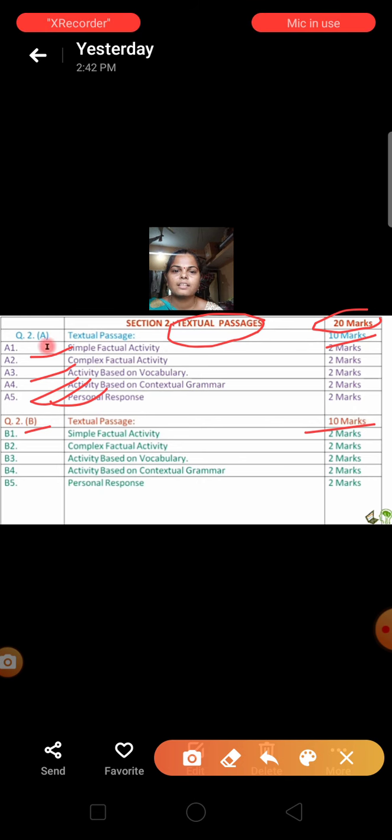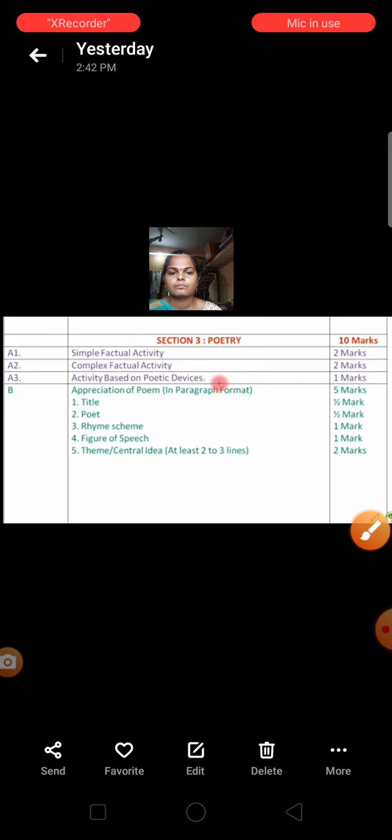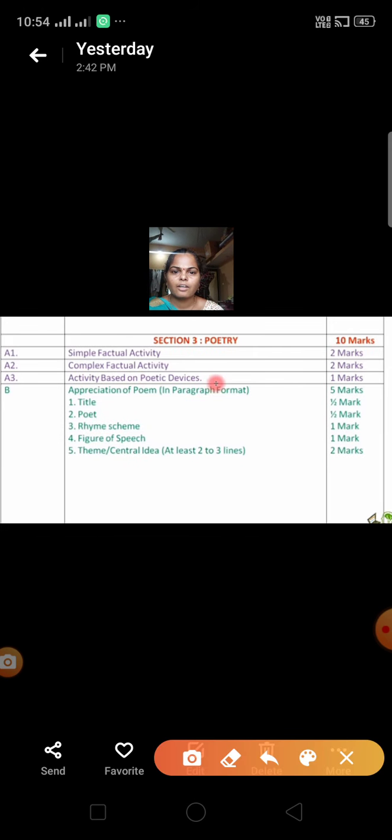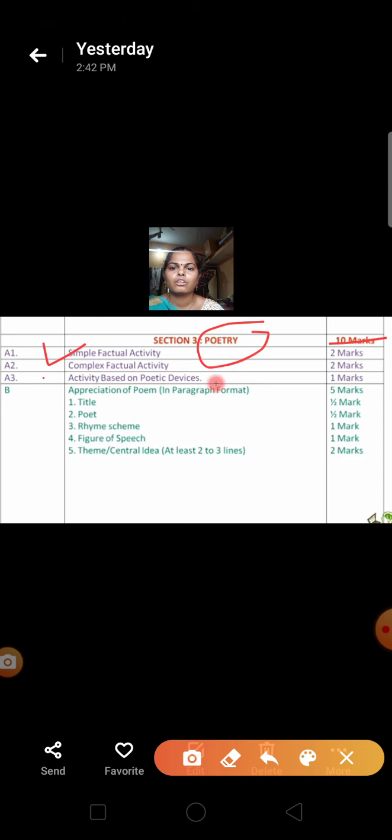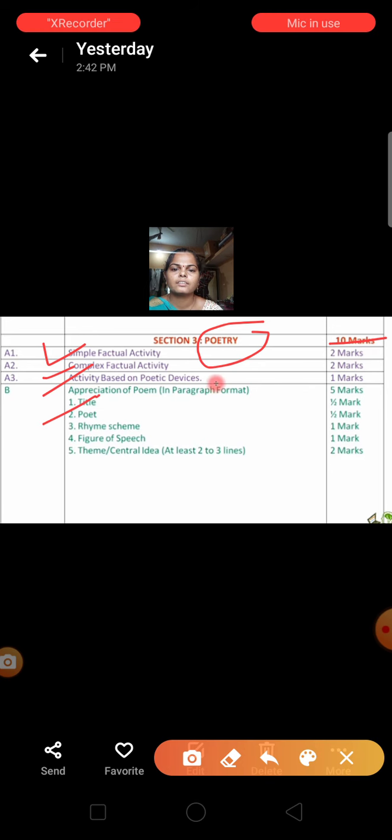And textual passages, this section is for 20 marks. Understood? Next see. Section 3 started now. It is poetry and it is for 10 marks. Understood? So in it, question number 1, A1, A2 and A3 are given. Okay, simple factual activity is here for 2 marks. Complex factual activity is for 2 marks. Activity based on poetic devices 1 mark. Okay, and B1 is appreciation of poem.